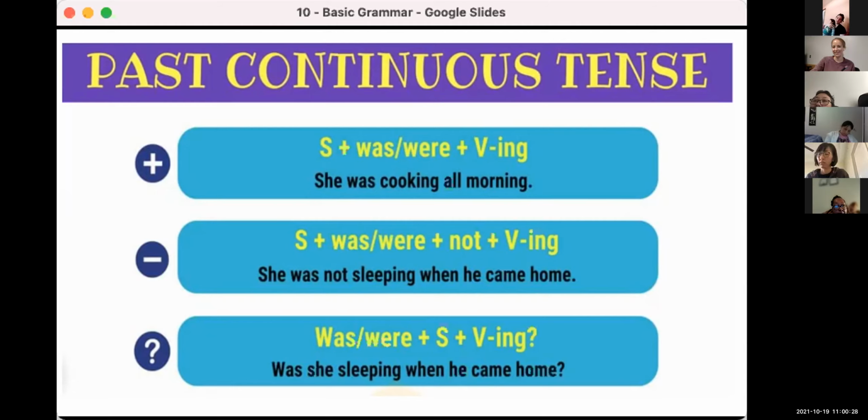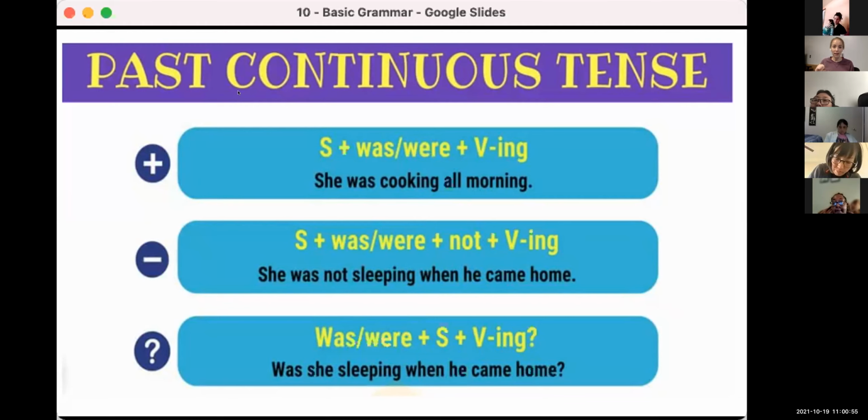Okay. All right, we're going to talk about the past progressive. It's also called the past continuous. Progressive and continuous have the same meaning. One is British and one is American English. I never remember which one is which. I think continuous is the British. But anyway, we are talking about the continuous tense here.